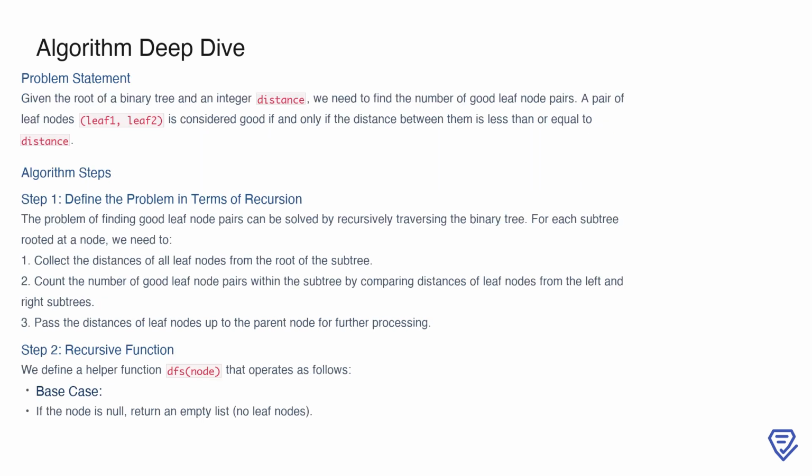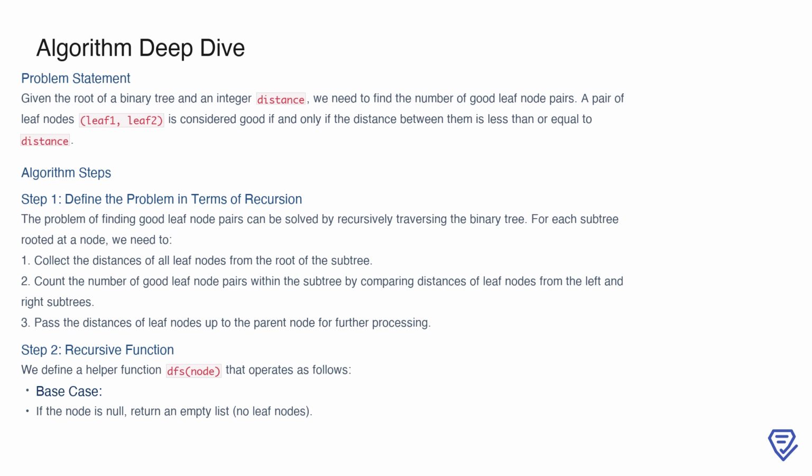To solve this problem, we need to determine the number of good leaf node pairs in a binary tree. A pair of leaf nodes is considered good if the distance between them is less than or equal to the given distance. The key idea here is to use a recursive approach to traverse the tree. For each subtree rooted at a node, we will collect the distances of all leaf nodes from that root, count the number of good leaf node pairs by comparing the distances between left and right subtrees, and then pass the distances of these leaf nodes up to the parent node for further processing.